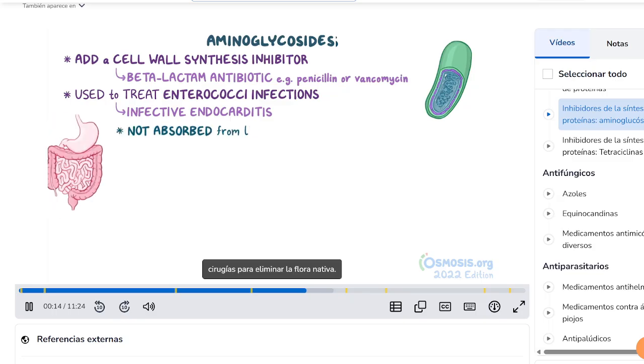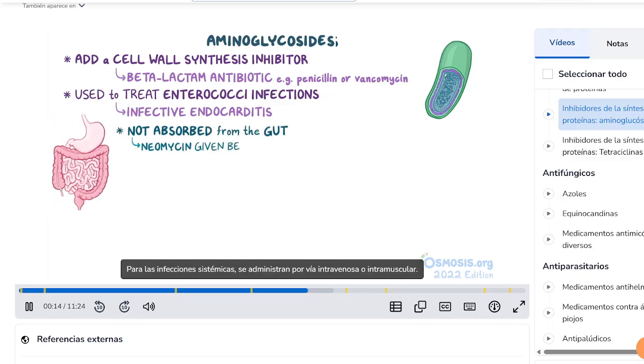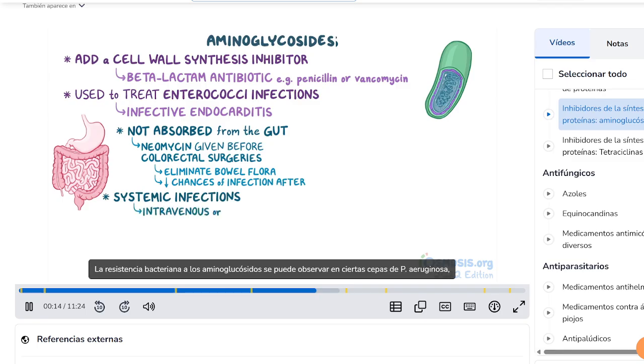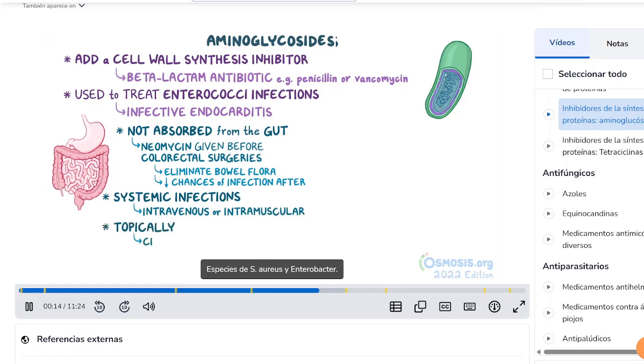Aminoglycosides are not absorbed from the gut, so neomycin is often given before colorectal surgeries to eliminate bowel flora and reduce chances of infection after surgery. For systemic infections, they're given via the intravenous or intramuscular route. They can also be used topically in the form of creams, gels, or drops.